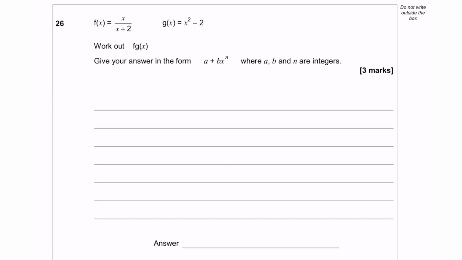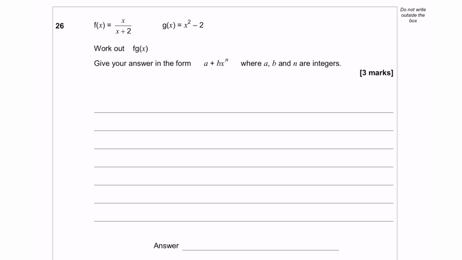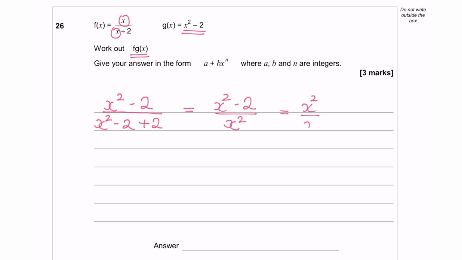Right, question 26. We've got functions. So remember, if we've got fg(x), it means we're putting g inside of f. So it's the second one into the first. So wherever there's an x in f, we're putting all of this. So what we end up with is x squared minus 2 over x squared minus 2 plus 2, which leaves us with x squared minus 2 over x squared, which gives us x squared over x squared minus 2 over x squared. And that cancels out and just leaves you with 1.